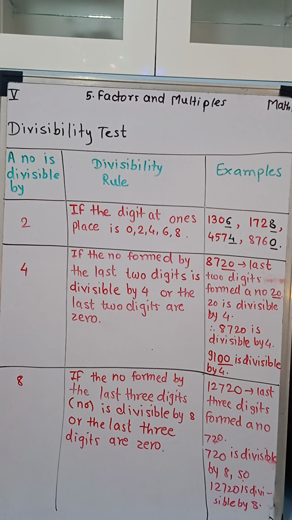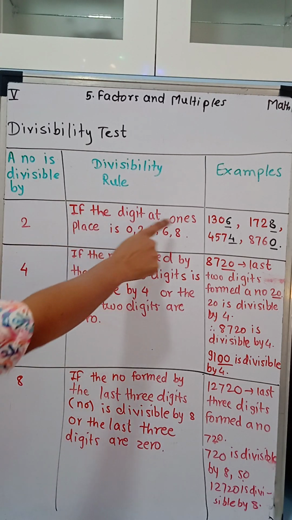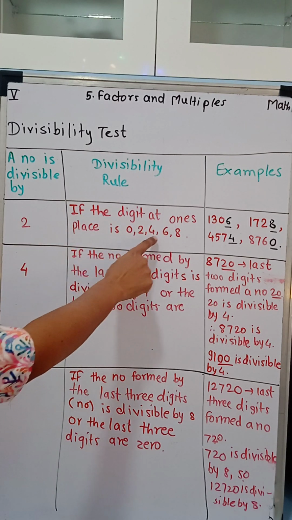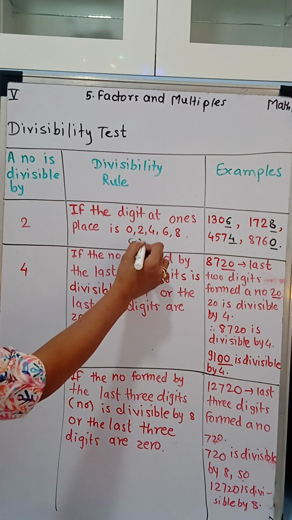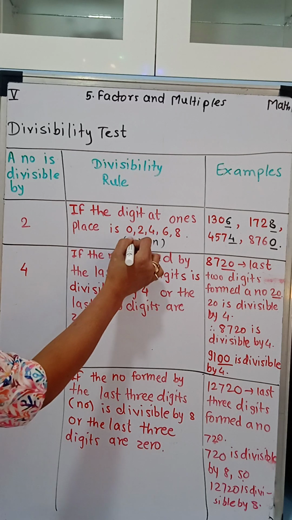When we start with the divisibility test of the numbers, I have made a partition of the numbers. The first is that a number is divisible by 2 when the digit at the ones place is either 0, 2, 4, 6 or 8. These are called even numbers.